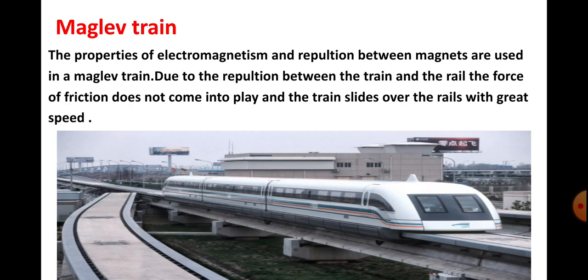Next, maglev train. The properties of electromagnetism and repulsion between magnets are used in the maglev train. Due to the repulsion between the train and the rail, the force of friction does not come into play and the train slides over the rails with great speed.